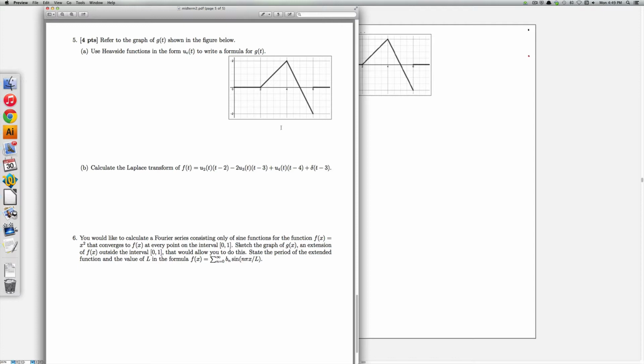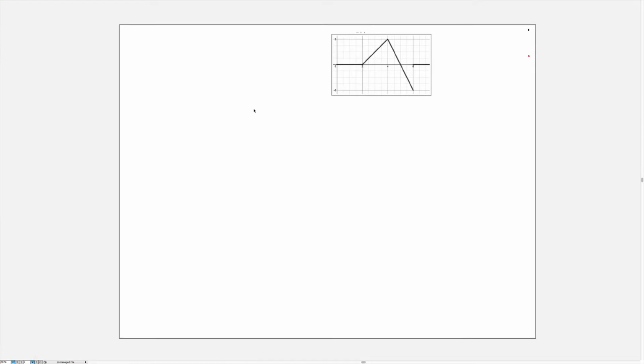So in the first part of problem 5, you're asked to write down a formula for g of t in terms of Heaviside functions, the u sub c functions. And I've copied over this figure here, and let's write down what that formula would be.